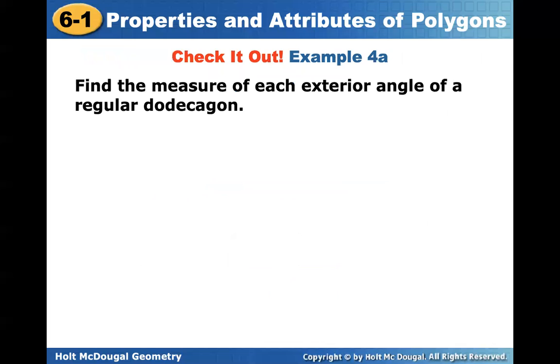Do the Check It Out 4A and 4B on page 397, please. Find the measure of each exterior angle of a regular dodecagon, and find the value of R in that polygon JKLM.